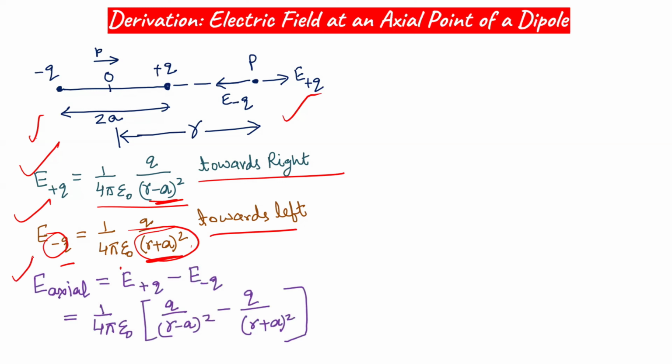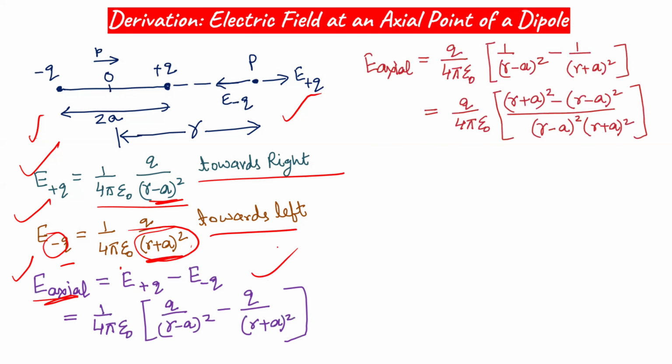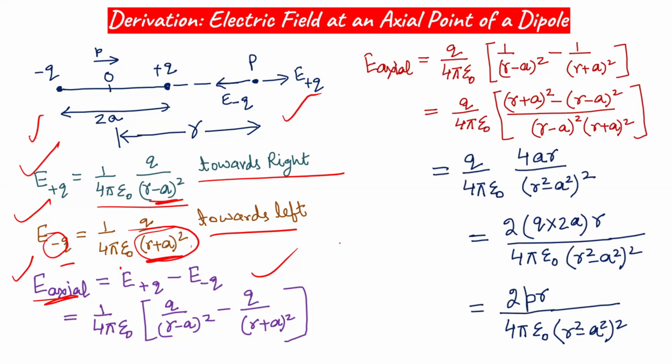Now E resultant, which is axial, is nothing but the summation of the two. Okay, so if we are adding the two in this particular case, then E axial comes out to be q upon 4 pi epsilon naught times [(r plus a) whole square minus (r minus a) whole square] upon [(r minus a) whole square into (r plus a) whole square]. If you further solve, finally what shall we get? That is 2pr upon 4 pi epsilon naught (r square minus a square) whole square.